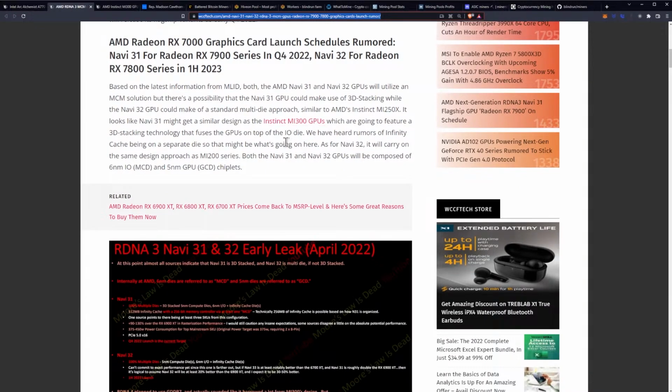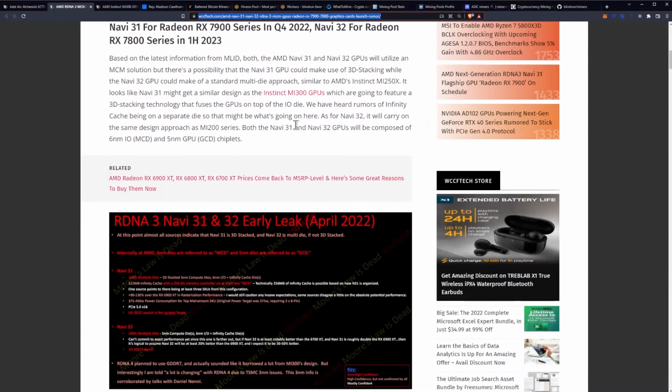Based on the latest information from MLID, both the Navi 31 and Navi 32 GPUs will utilize an MCM solution, but there's a possibility that the Navi 31 GPU could make use of 3D stacking, while the Navi 32 GPU could make use of a standard multi-die approach, similar to AMD's Instinct MI250X. It looks like Navi 31 might get a similar design as the Instinct MI300 GPUs, which we're going to talk about here in just a second.